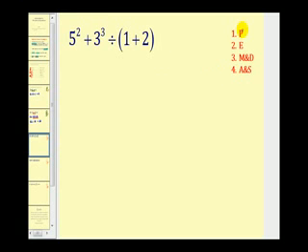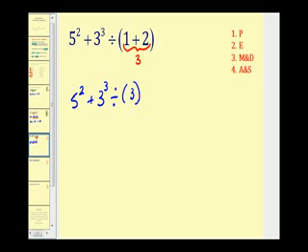So step 1, we'll simplify inside the parentheses. So 1 plus 2, this will simplify to 3. And I highly recommend rewriting the entire problem each time you perform one step in the order of operations. So we'll have 5 squared plus 3 to the third divided by, this will be 3. So we're done with step 1.